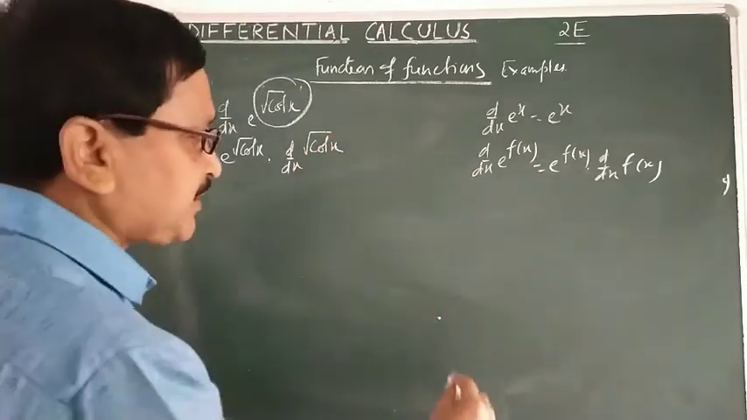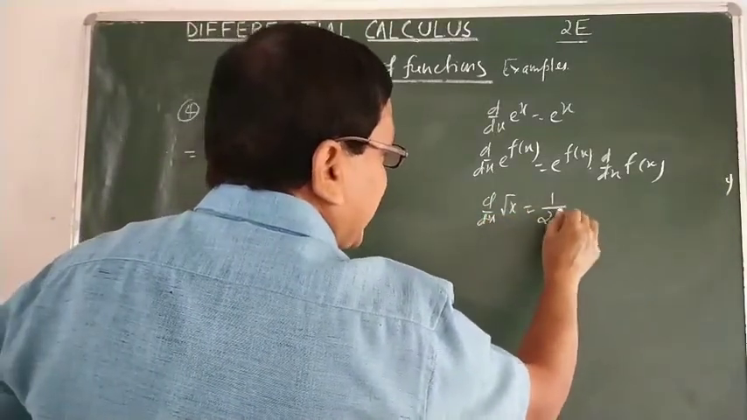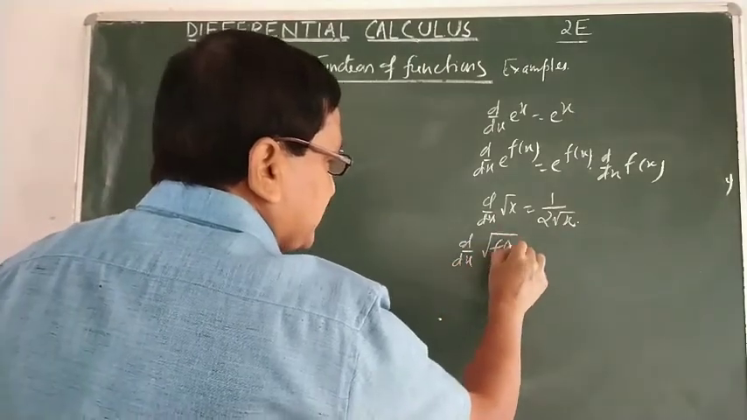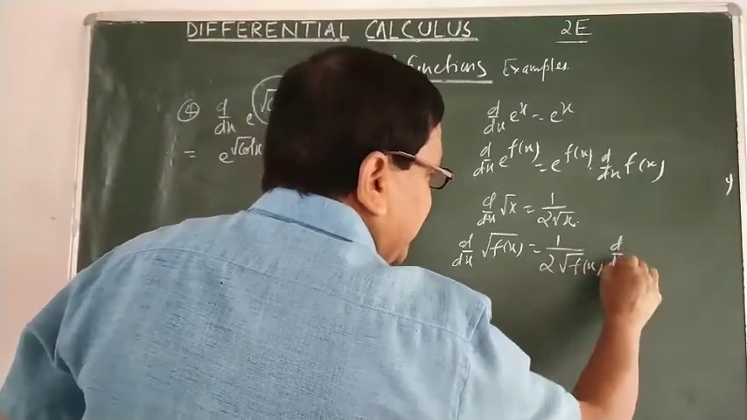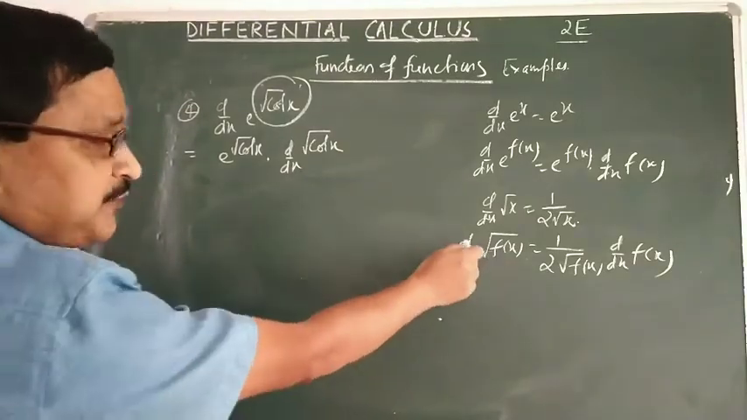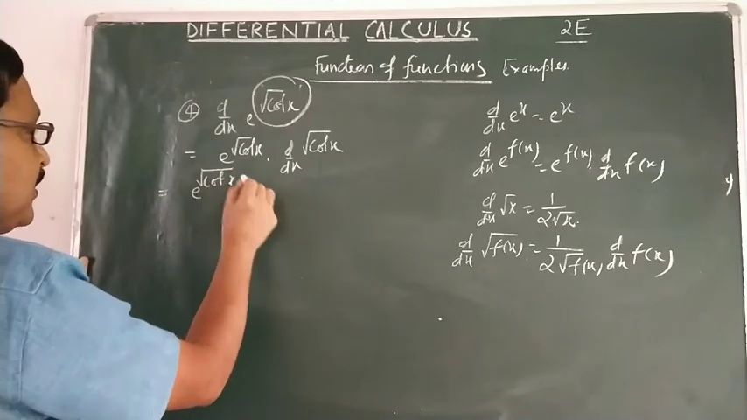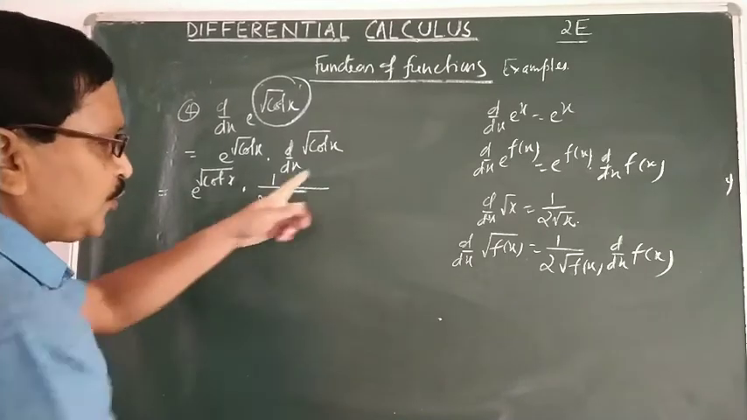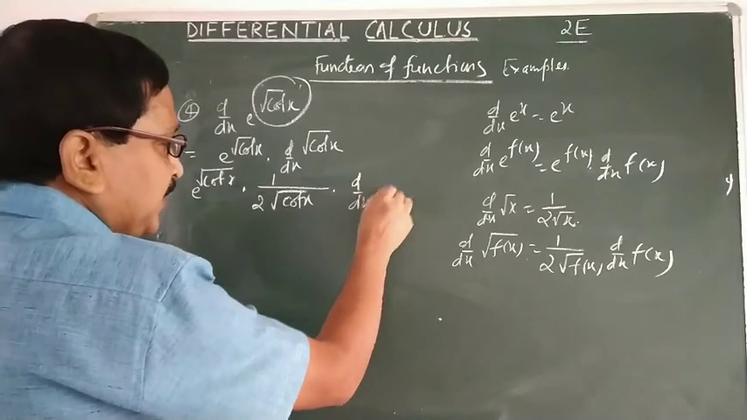Now, just now I discussed that d by dx of root x is 1 by 2 root x, but d by dx of root of f(x) is 1 by 2 root f(x) into d by dx of f(x). Now adjust this part according to this formula. So this is e to the power root cot x into 1 by 2 root cot x into d by dx of cot x.